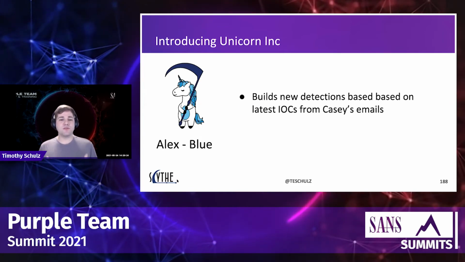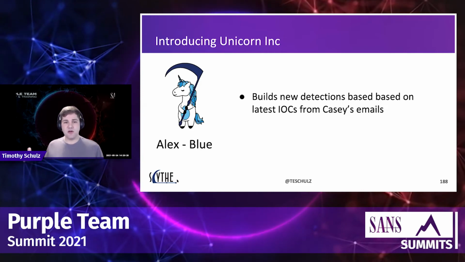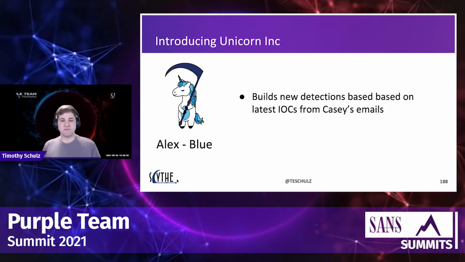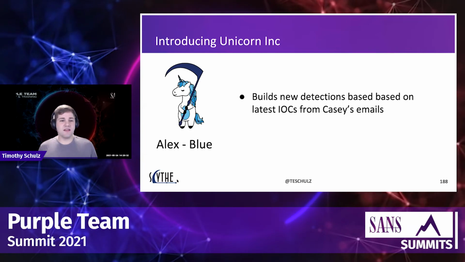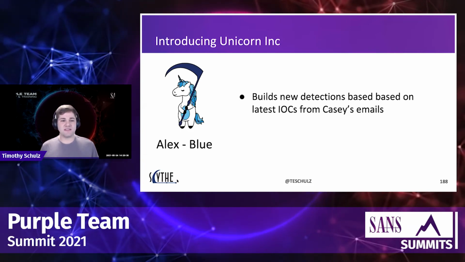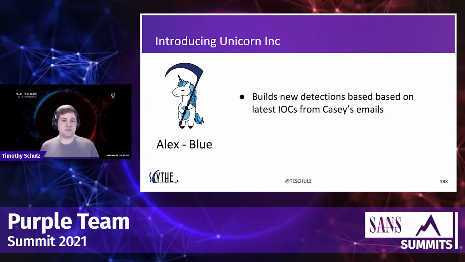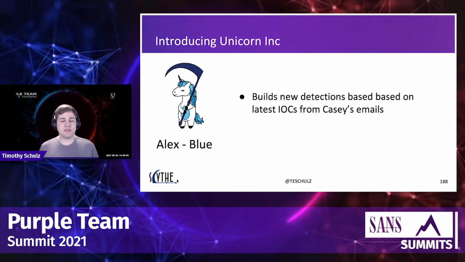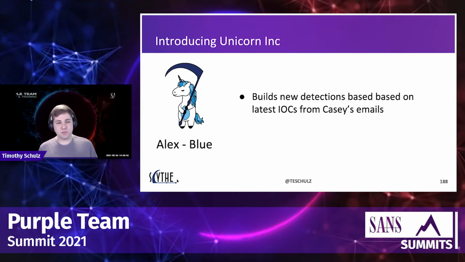Alex has been building new detections based on the latest indicators of compromise from Casey, who's our cyber threat intelligence, emails, which is great. It means that there's already some collaboration happening. And I think this mirrors probably what a lot of security operations centers are seeing. There is some interaction between CTI and blue team.